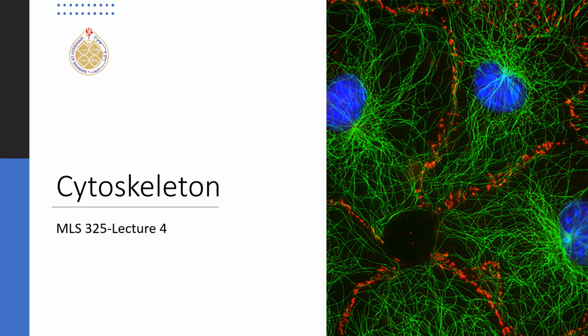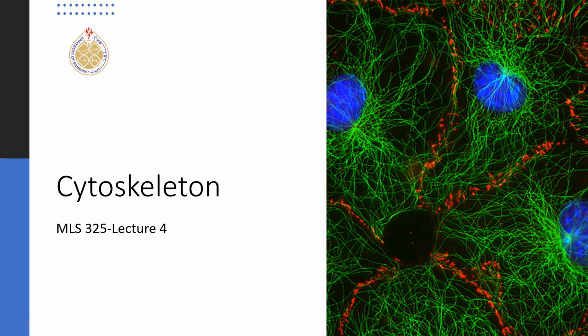Also, the cytoskeleton will shape the entire cell, and it will give it the rigid or the specific shape it should be in.